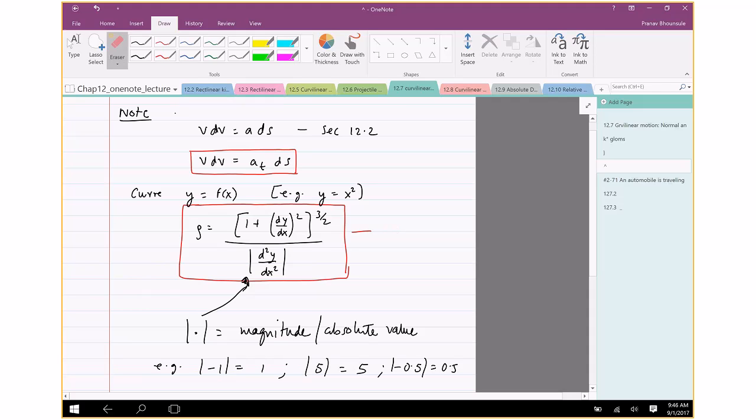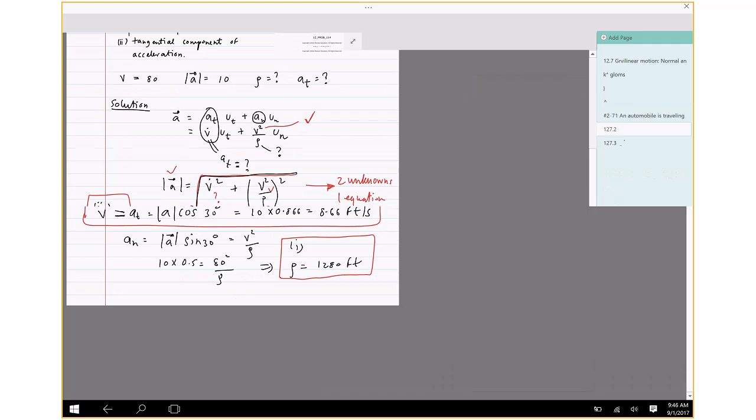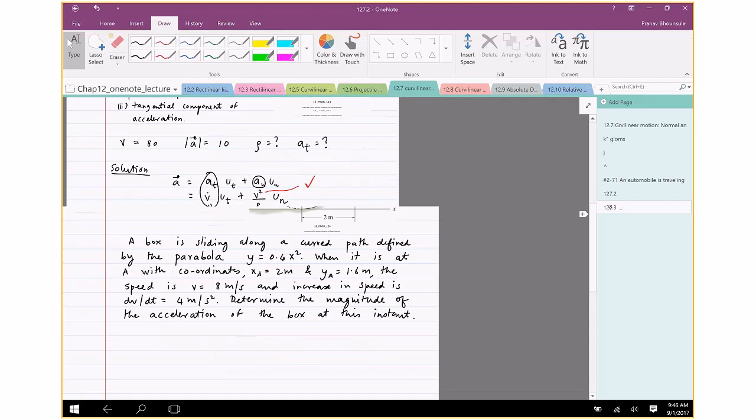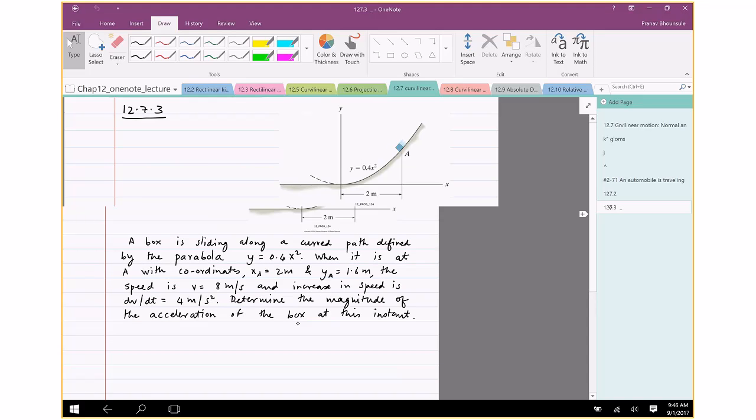So in this formula, there is no time. That is, there's no dy dt or dx dt. Do not use it. That's incorrect. It's only a function of the curve. So that function is only a function of the curve. That doesn't depend on time. Actually, I think I have a problem where I do, where I talk about how to use that formula.